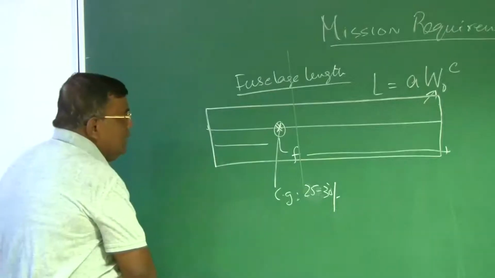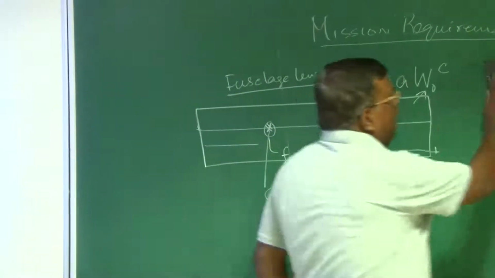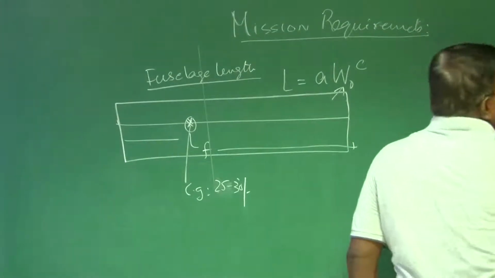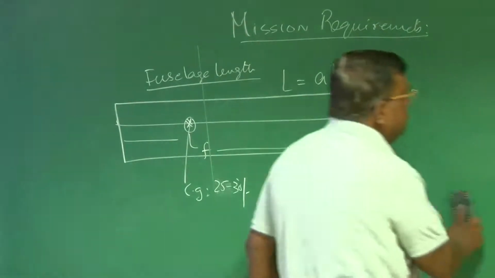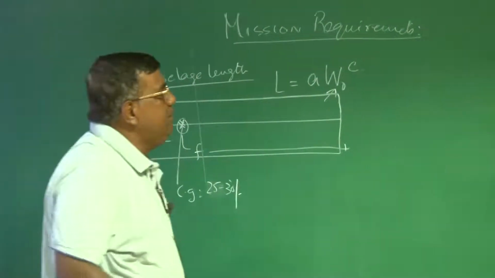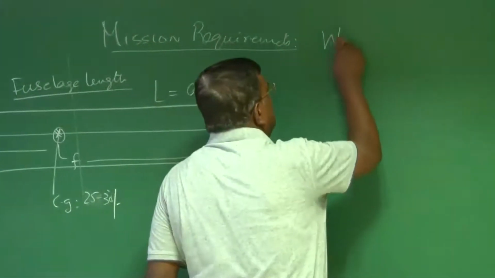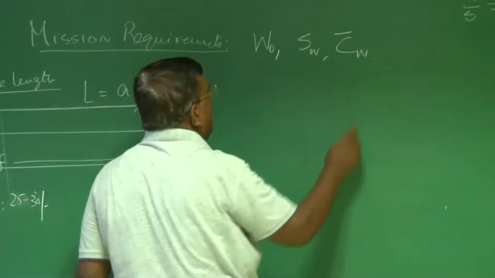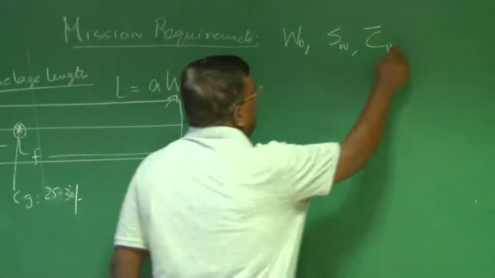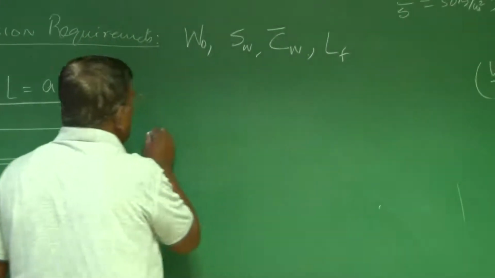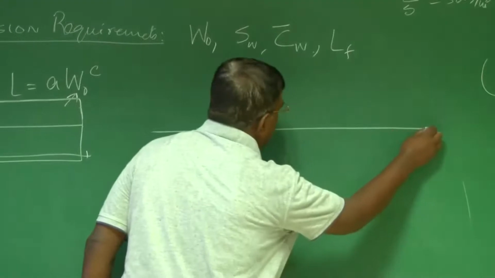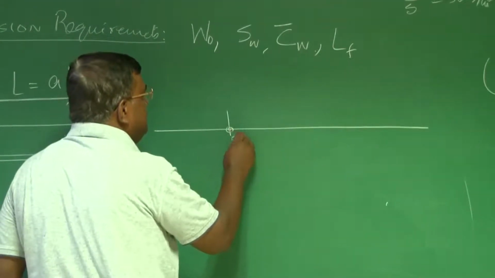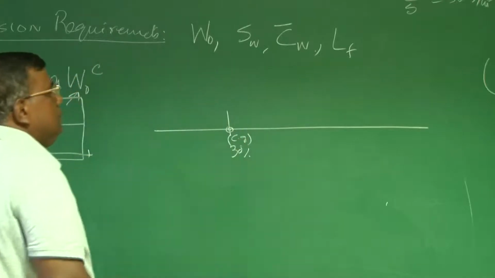Now once I do this, what are the information I have got? Let us see. We are all talking about conceptual design. So we know what is W naught, we know what is the wing area, we know what is the mean aerodynamic chord. Our next question would be, and also we know what is the fuselage length, right? So let us say this is the fuselage length. And around 30% I have kept the CG, right?